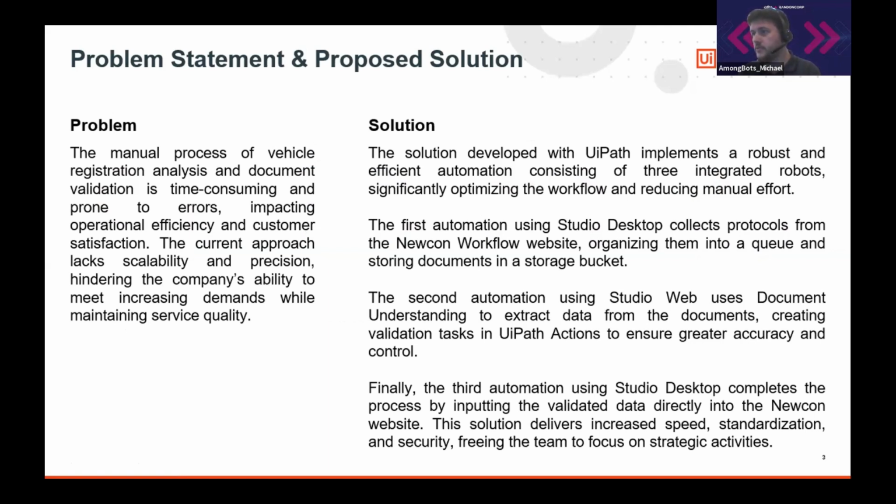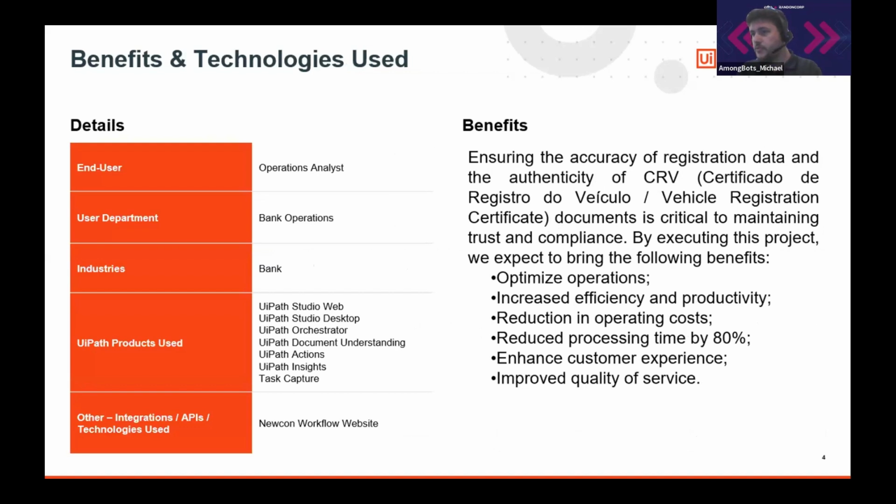Our solution consists of 3 integrated robots. The first automation, using Studio Desktop, collects items from the Newcom website and stores them in a storage bucket. The second automation, using Studio Web, uses Document Understanding to extract data from the documents, creating validation tasks in UiPath Actions to ensure greater accuracy and control. Finally, the third automation, using Studio Desktop, inputs the validated data into the Newcom website. This solution delivers increased speed, standardization, and security, freeing the team to focus on strategic activities. We were able to reduce processing time by around 80%, accelerating workflows and enhancing customer satisfaction.